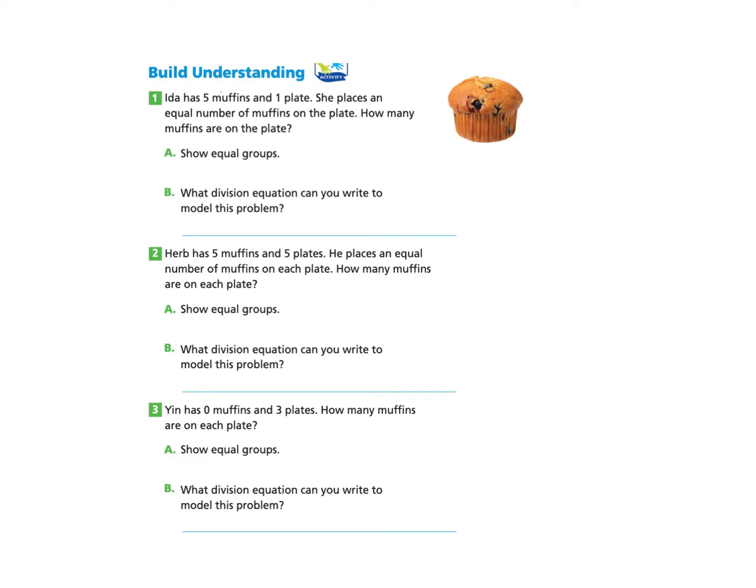Ida has 5 muffins and 1 plate. She places an equal number of muffins on the plate. How many muffins are on the plate? All right, so Part A asks us to show equal groups. So we know that Ida has 1 plate. So we can draw that 1 plate.